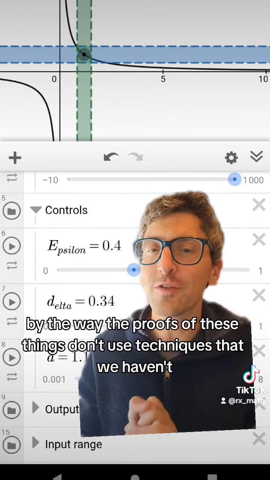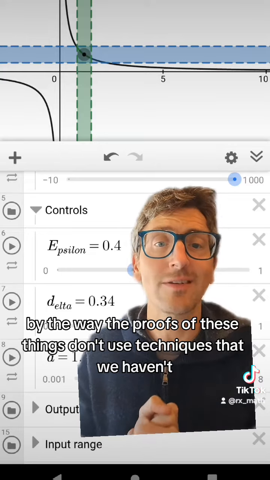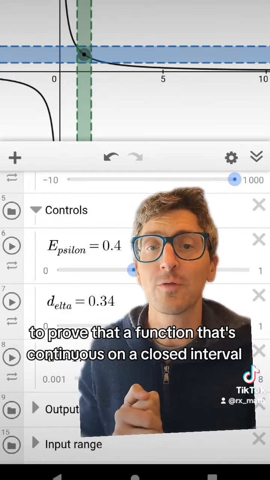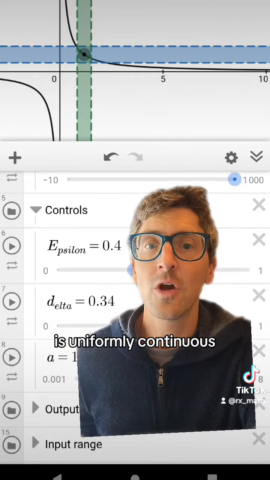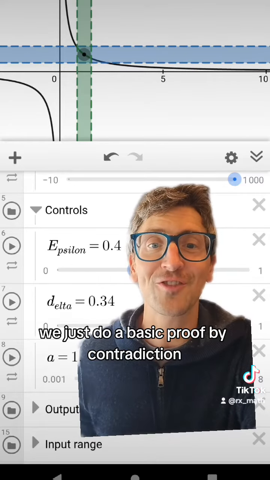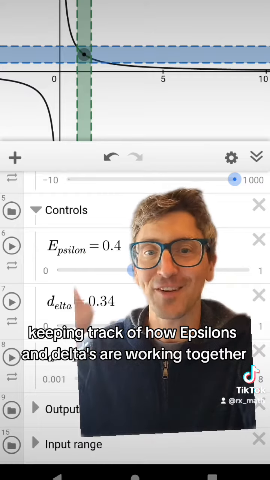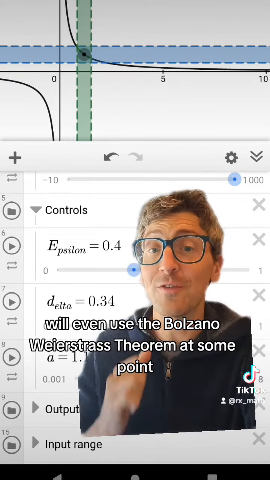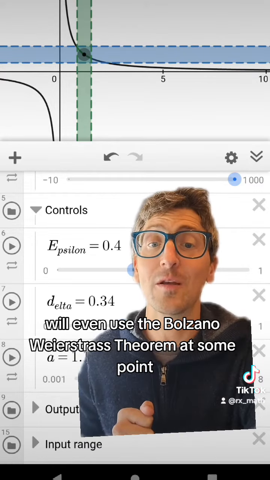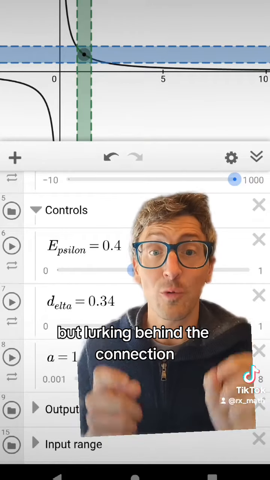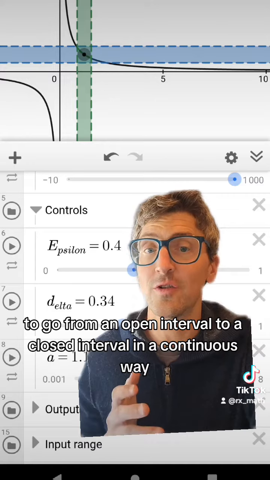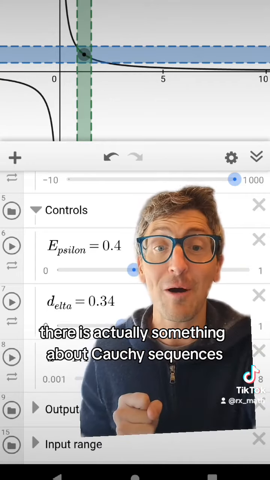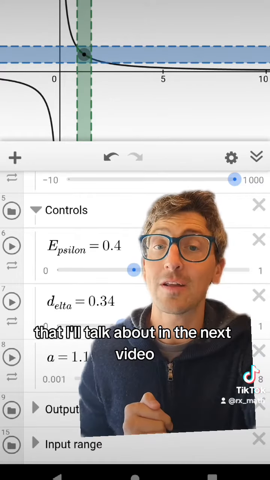And by the way, the proofs of these things don't use techniques that we haven't seen so far in this series. For instance, to prove that a function that's continuous on a closed interval is uniformly continuous, we just do a basic proof by contradiction, keeping track of how epsilons and deltas are working together. We'll even use the Bolzano-Weierstrass theorem at some point. But lurking behind the connection where we fill in the endpoints to go from an open interval to a closed interval in a continuous way, there is actually something about Cauchy sequences that I'll talk about in the next video.